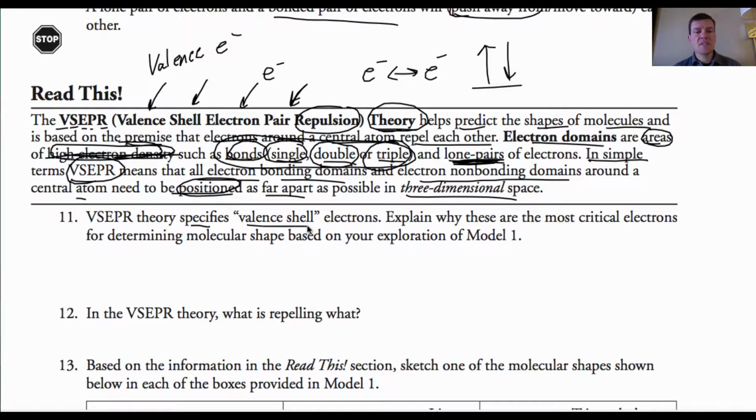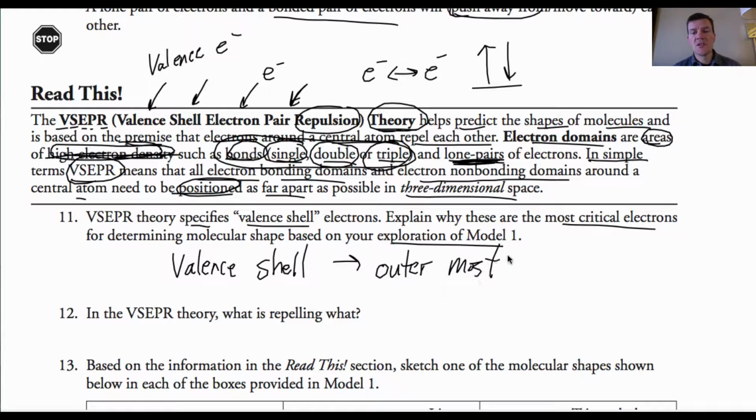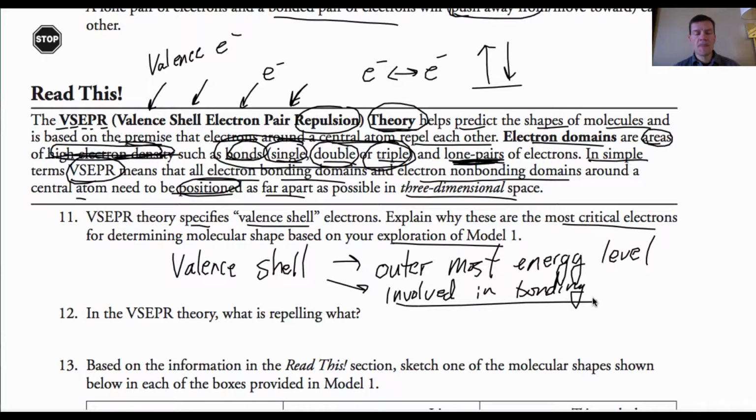The theory specifies valence shell electrons. Explain why these are the most critical electrons for determining molecular shape based on your exploration of Model 1. Well, the valence shell just means the highest energy level, or the outermost energy level where there are electrons, because those are the ones involved in bonding. The valence shell, where there are those valence electrons involved in bonding. Okay?